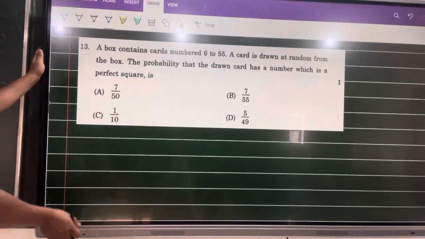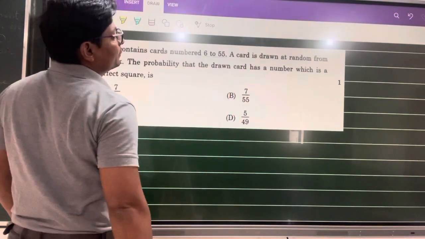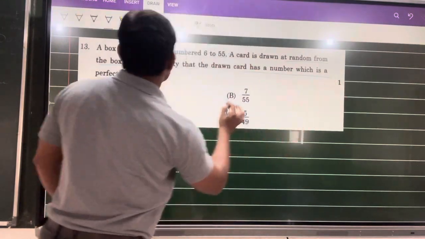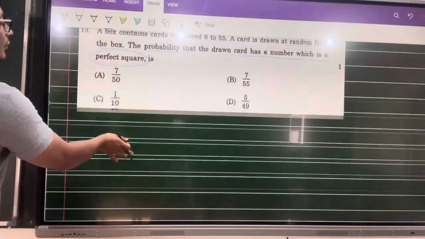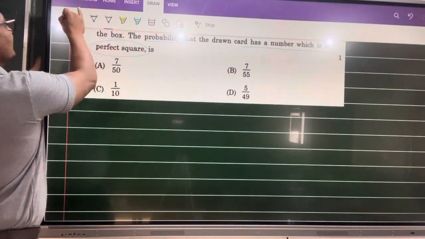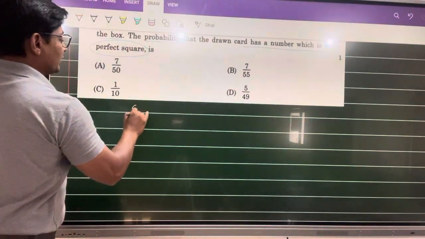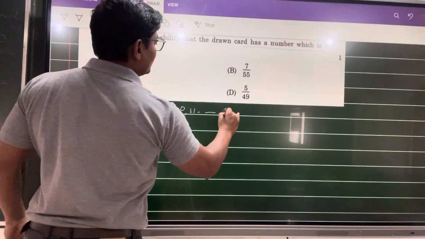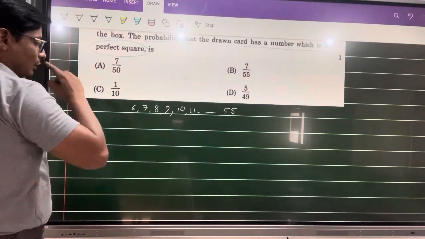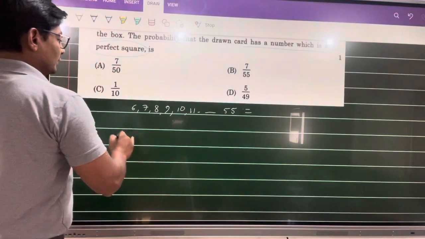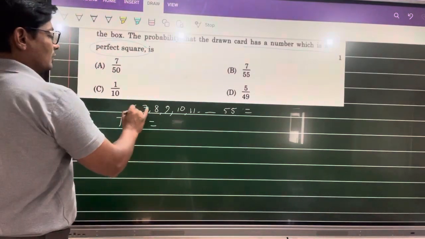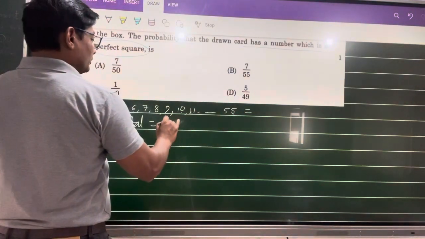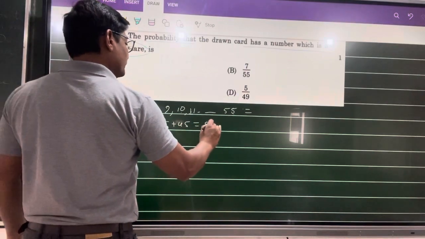Then the 13th question: a box contains cards numbered from 6 to 55. A card is drawn at random from the box. Find the probability that the drawn card has a number which is a perfect square. So there is a box and the cards placed in that box are numbered from 6 to 55: 6, 7, 8, 9, 10, 11 and so on up to 55. How many total cards are there? The total cards are 1, 2, 3, 4, 5 and then from here to here it will be 45. So 5 plus 45 is equal to 50 cards.